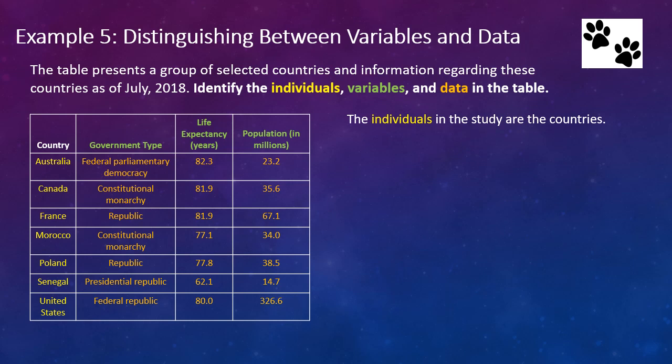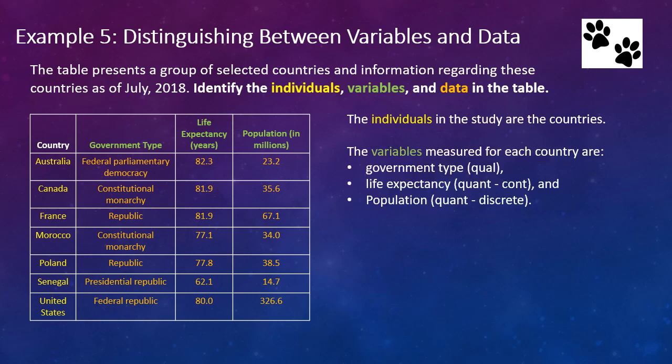The individuals, or what we're trying to get information about, are specifically the countries in the table, like Australia, Canada, etc. The variables, remember, are the types or the characteristics of the individuals. So these are all the headings of the columns because that's what we're gathering data on, specifically government type, life expectancy, and population. We can see that government type is qualitative because it has information that's non-numeric. Life expectancy and population are both numeric information, and so they're quantitative.